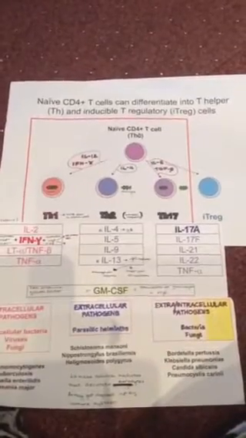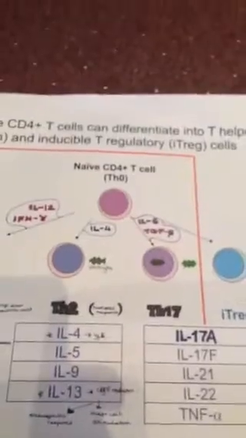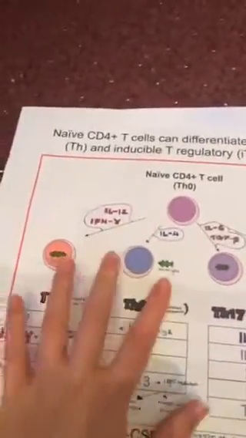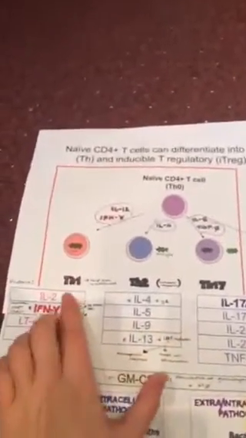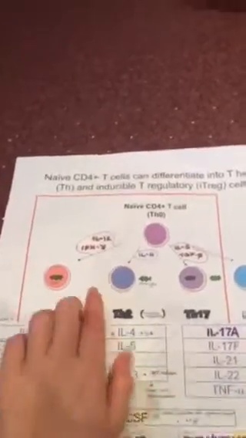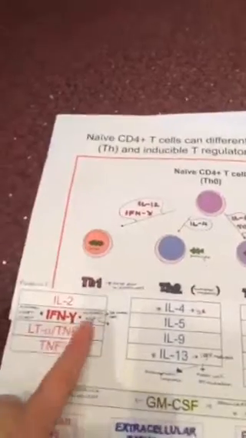Okay, here's a nice summary of CD4 T cell differentiation. First of all, you have your naive CD4 T cell, which when given the correct cytokine can be differentiated into different T helper cells, and the ones that we're going to be focusing on are T helper 1, 2, 17. We're ignoring Tregs today. So when given IL-12 and interferon gamma, you will get T helper 1 cells.